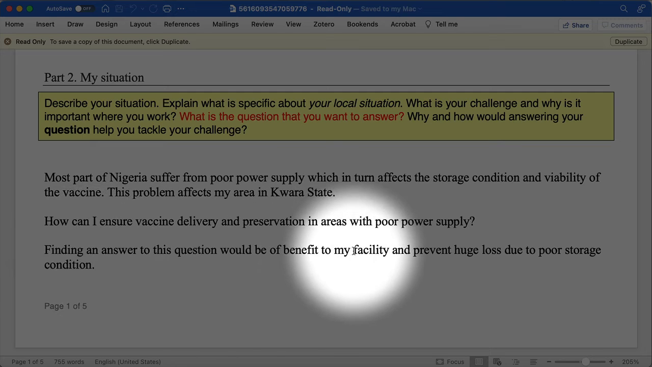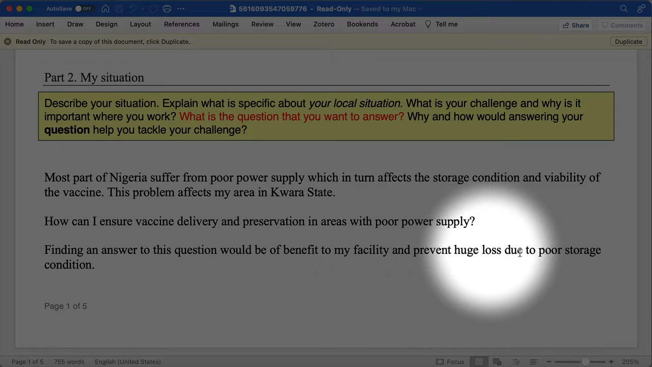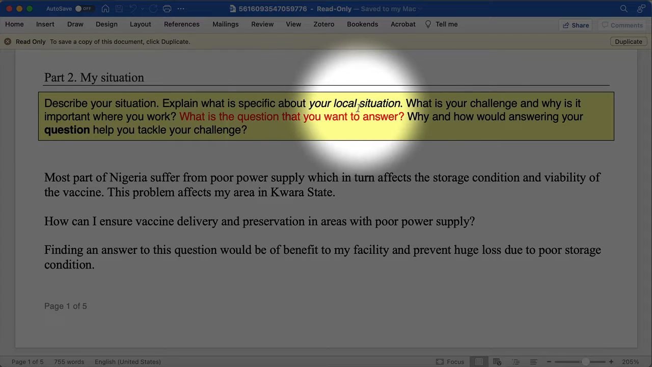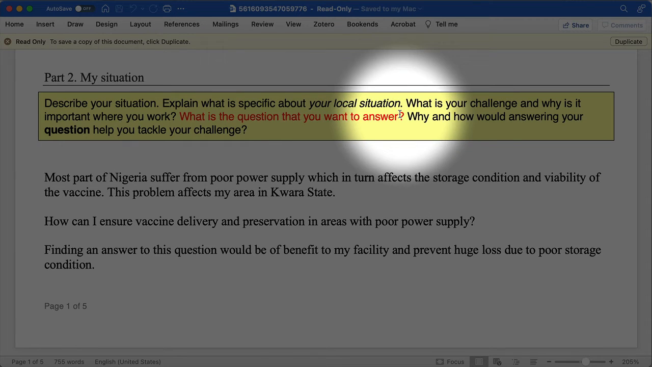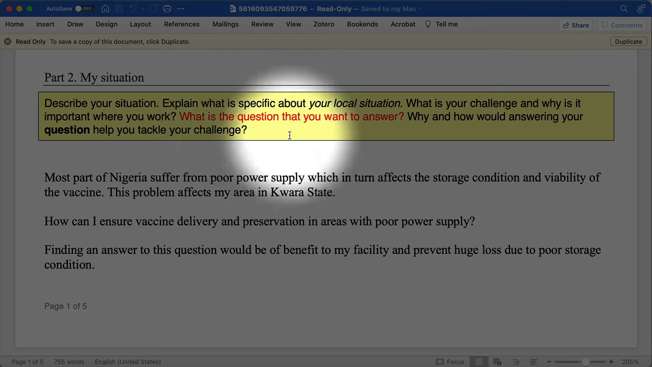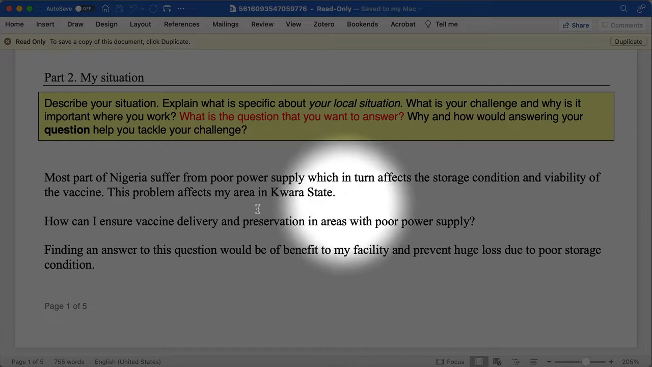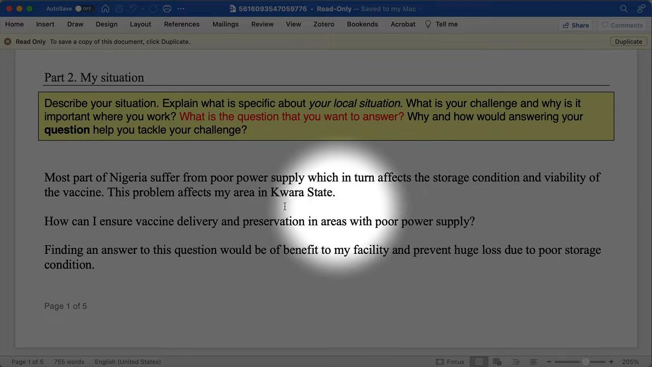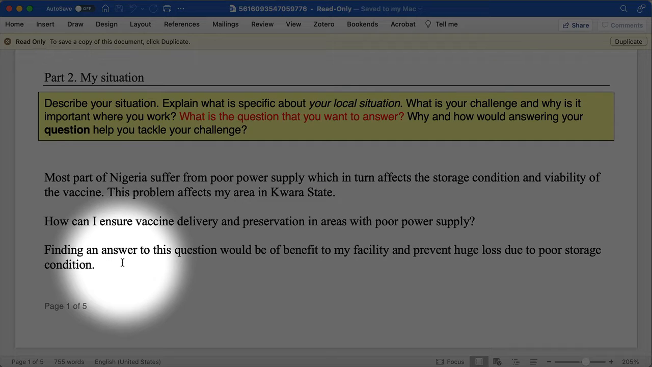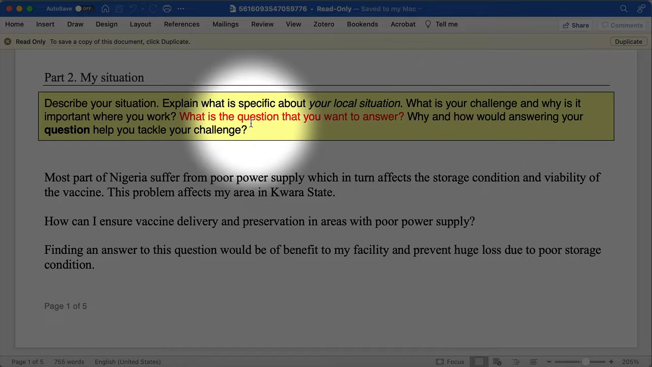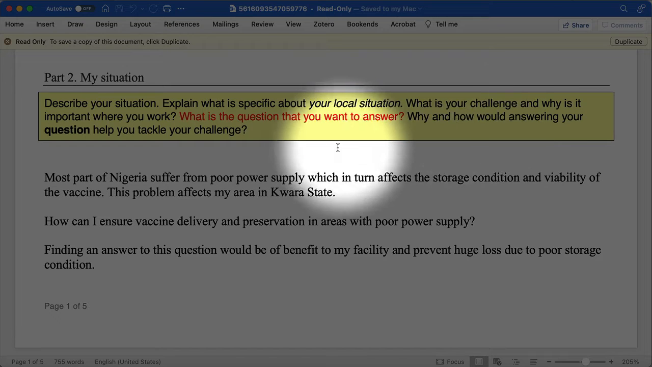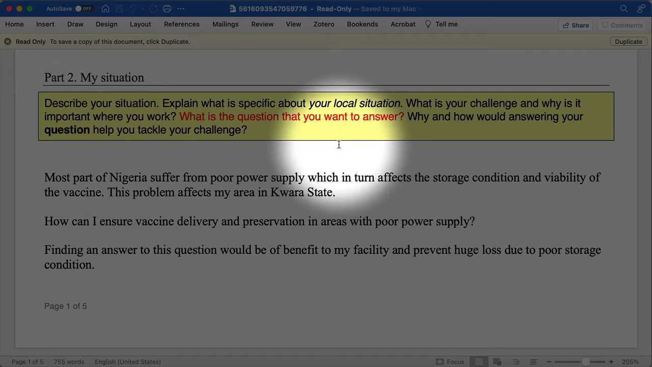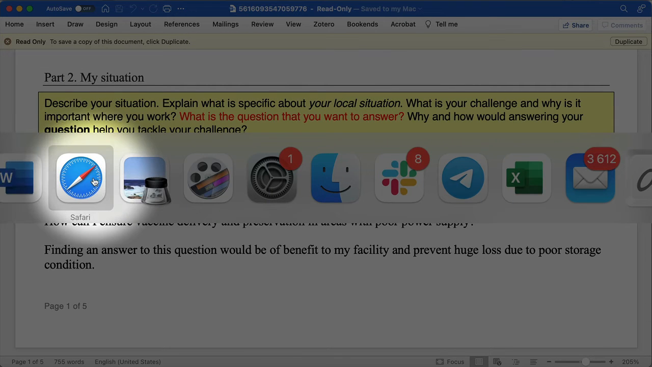Finding an answer to this question would be of benefit to my facility and prevent huge loss due to poor storage condition. Well, technically, the author here has answered, what is your challenge? Why is it important where you work? It affects the storage condition. What's specific about your local situation? Maybe that's the one. Yeah, and then what's the question and why and how would answering your question? So certainly it looks like the author has worked from this yellow text and has answered everything there.